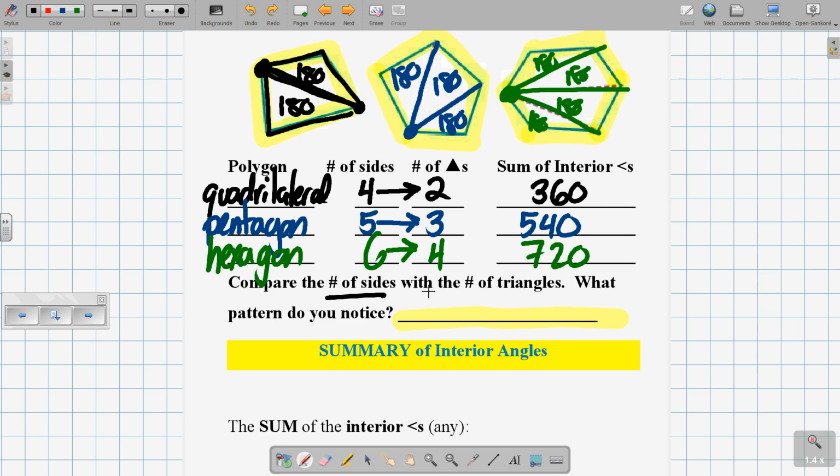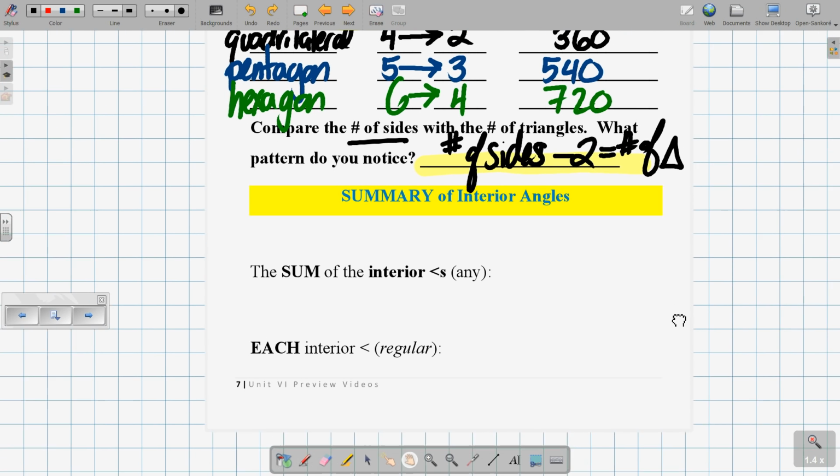You should have said something like this: the number of sides minus 2 equals the number of triangles, because that's the pattern. 4, 2, 4, 2, 5, 3, 6, 4.